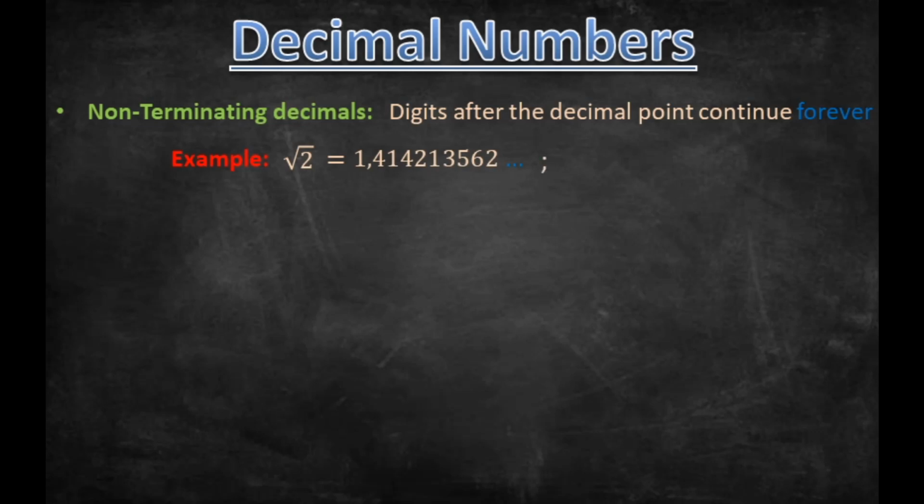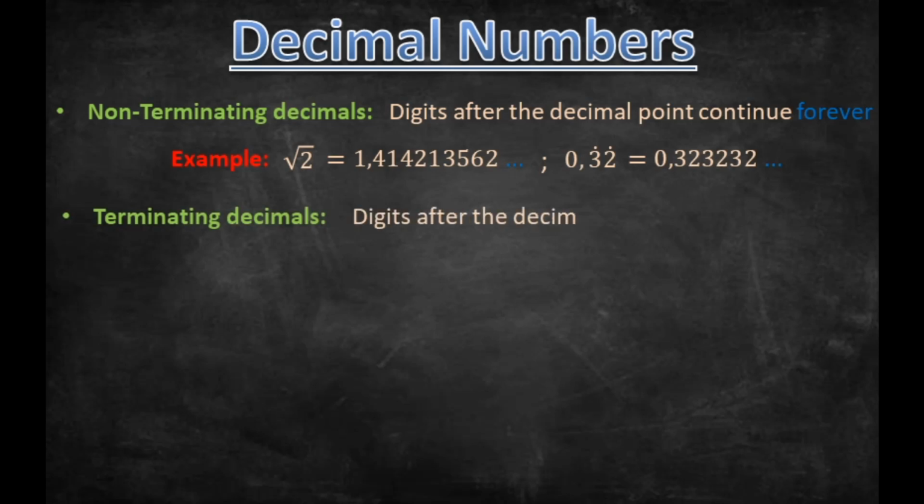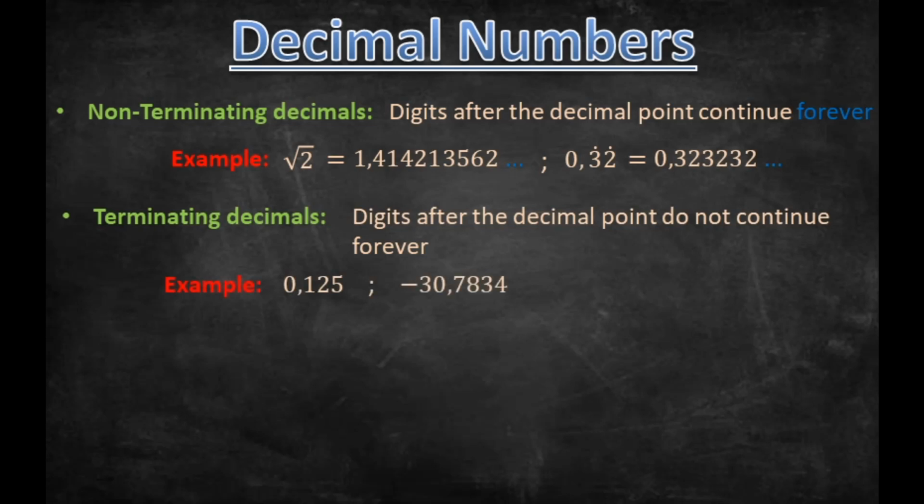Another example is 0.32, where we have dots on the 3 and the 2, and this indicates that 3 and 2 repeat themselves and continue forever. Then the second type of decimal is terminating decimals. Here the digits after the decimal point do not continue forever. Examples are 125 and -30,7834.